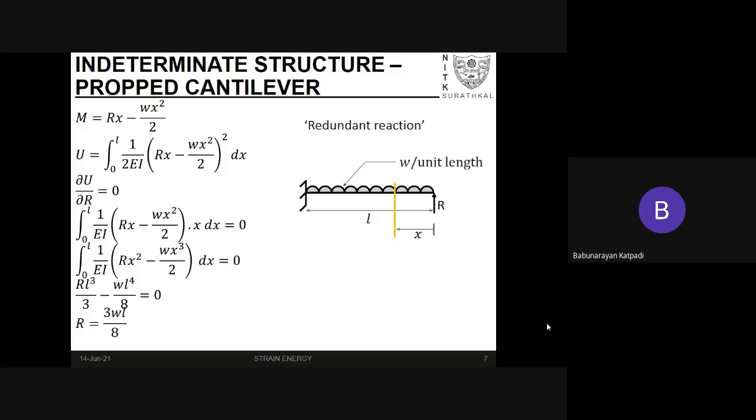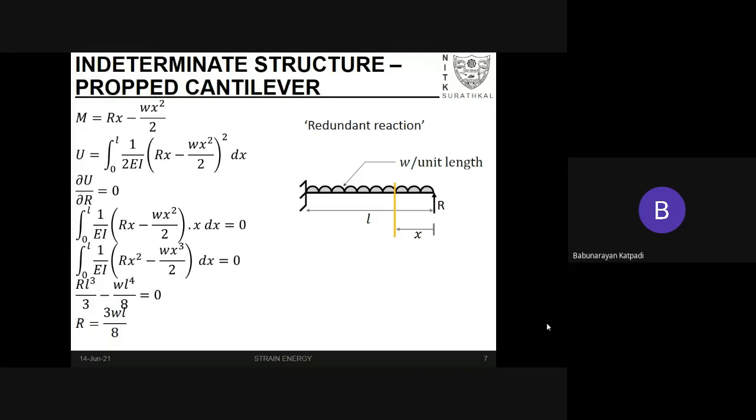And we differentiate this with respect to R and set it equal to 0, because the conjugate displacement, since it is a redundant reaction, is 0. We differentiate it and set it to 0. So 1 by 2 times (Rx minus Wx squared by 2) to the power of 2, differentiated, will yield 1 by EI times (Rx minus Wx squared by 2) into x dx, since Rx differentiated with respect to R is x. Integral of that dx is 0.